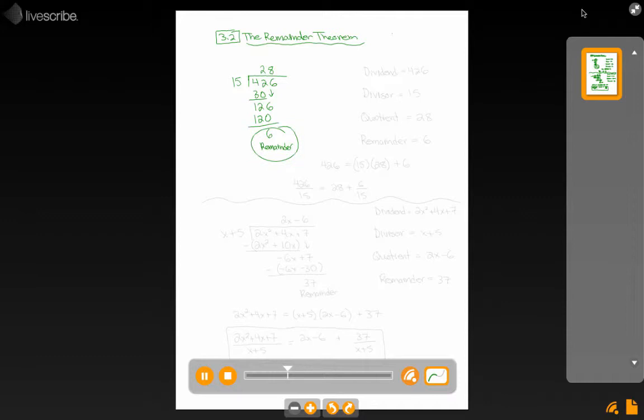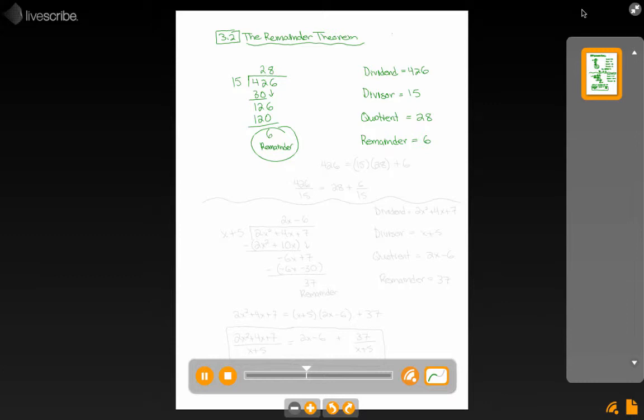There are a couple of vocabulary terms for us here, so I'll label some of these. We have something called a dividend, and that was the big number we started with, 426. The divisor is what we're dividing it by, so in this question that's 15. The quotient is what we get on the top there, so the answer to that is 28. In this case we had a remainder, and the remainder is 6. If we didn't have a remainder, what we'd have is the number that was a factor of our dividend. So our quotient times our divisor equals our dividend if we have a remainder of 0.